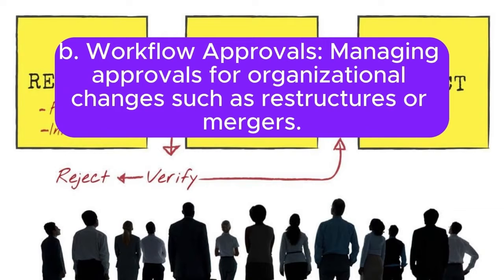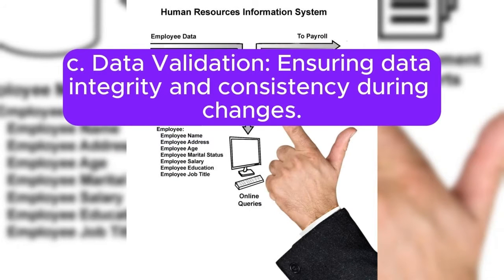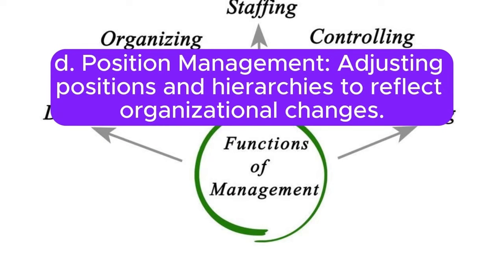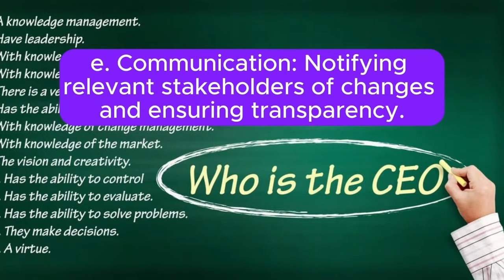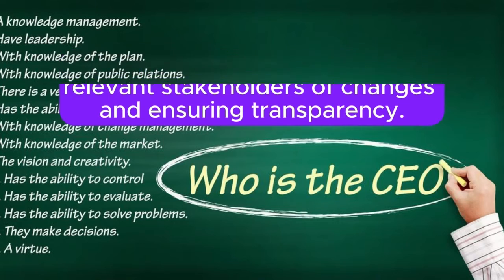B. Workflow approvals, managing approvals for organizational changes such as restructures or mergers. C. Data validation, ensuring data integrity and consistency during changes. D. Position management, adjusting positions and hierarchies to reflect organizational changes. E. Communication, notifying relevant stakeholders of changes and ensuring transparency.